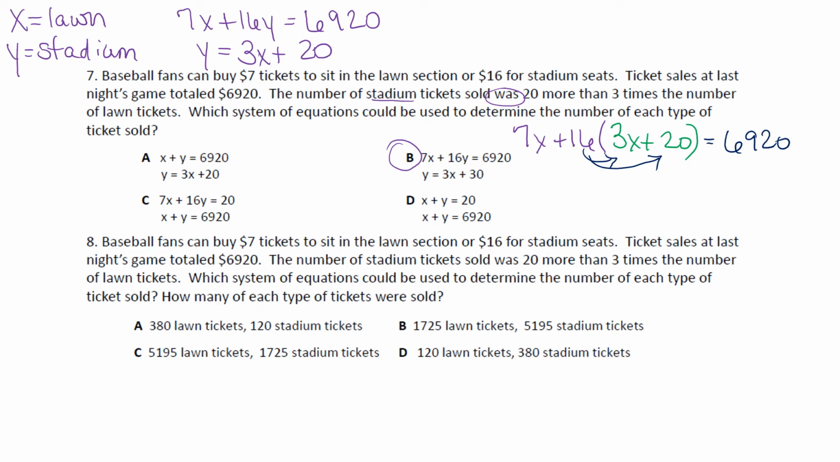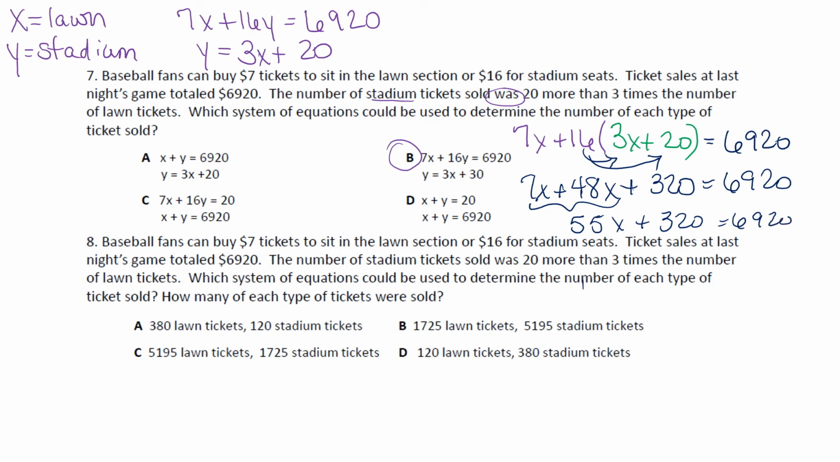Okay, so you're going to keep your 7X. We're going to have to do 16 times 3. So we're going to have 7X plus 48X plus 320 equals 6,920. We want to combine like terms here. And that's going to give me 55X plus 320 equals 6,920.